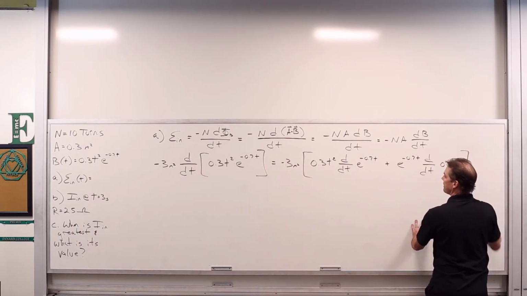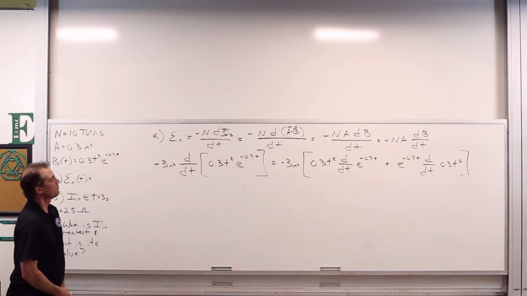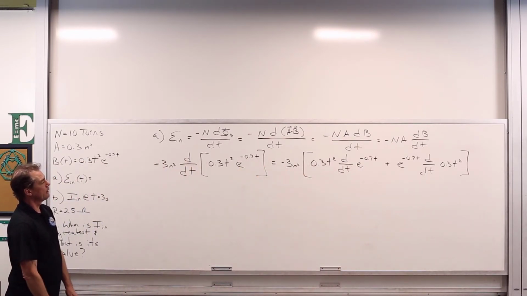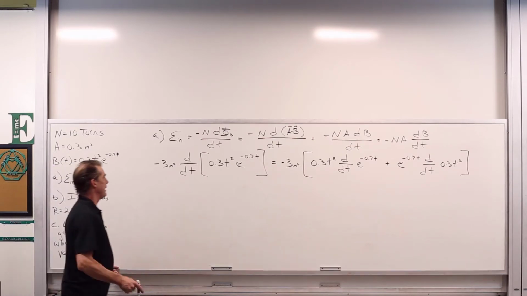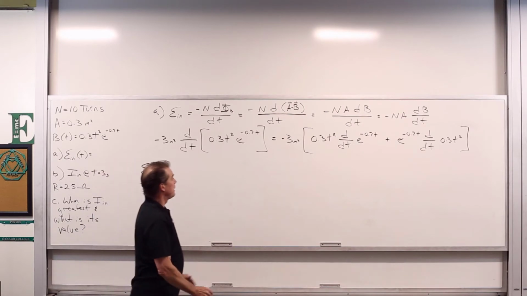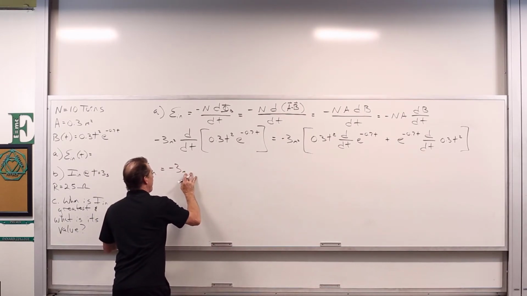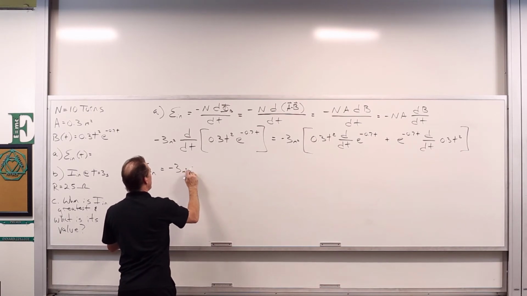All right. So we've got this going for us. That's good. We can go ahead and distribute that 9.3. We won't do that yet. Let's just do this. The induced is then going to be equal to, we've also got this negative 3 meters squared out front. Just keep that there.